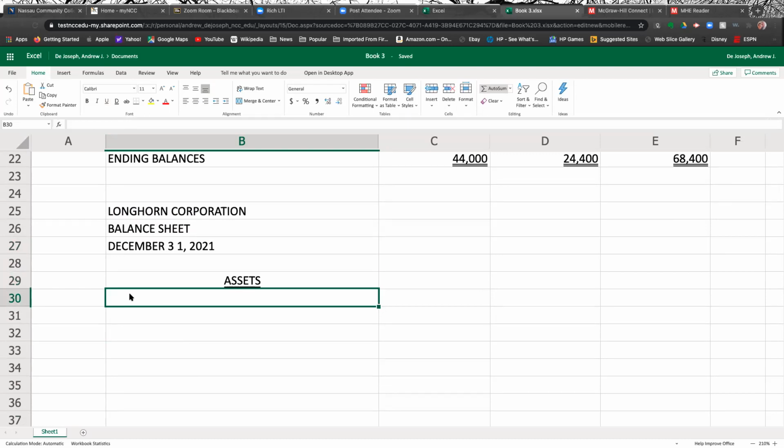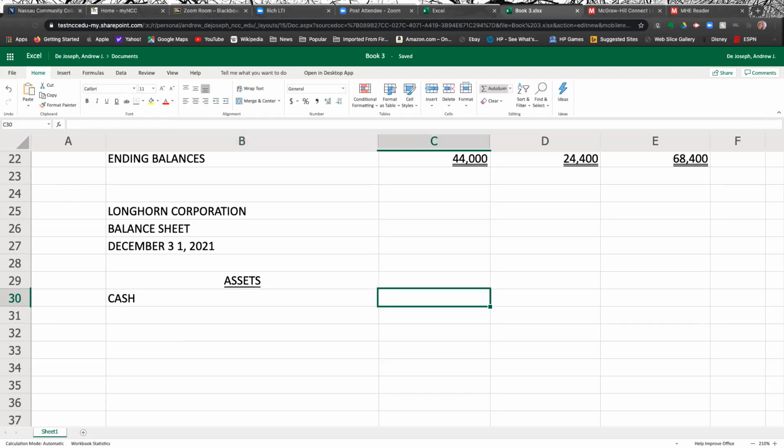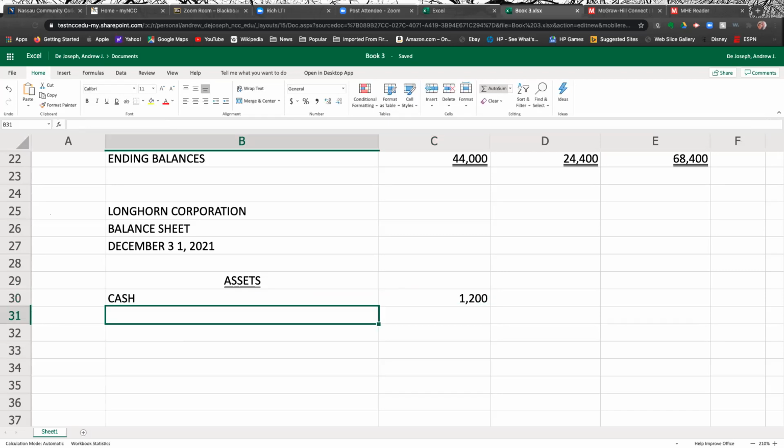Now, the asset that always comes first is cash. Always comes first. And in time, we'll see that there is an order to this. We list the assets in the order of their liquidity, which means how close are they to cash. Since cash is already cash, it comes first. Now, if we had accounts receivable, that would come next, but I don't see accounts receivable. I'm looking at my list. I see equipment. I see buildings. I see supplies. Supplies would come next.